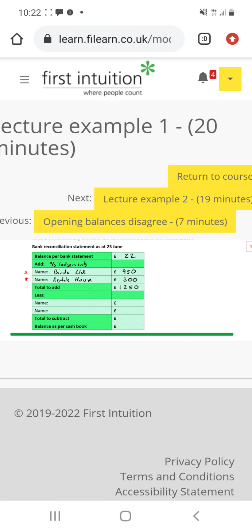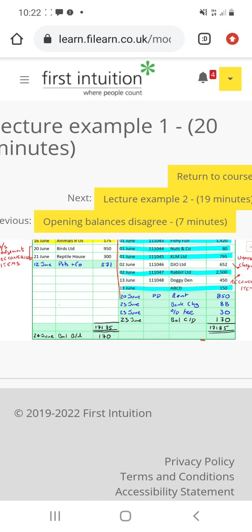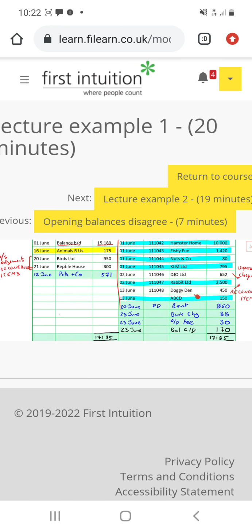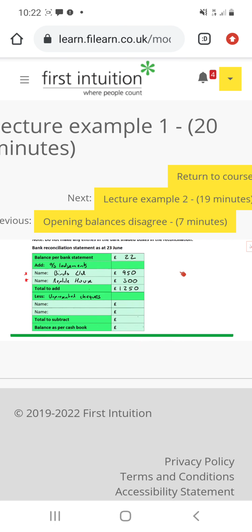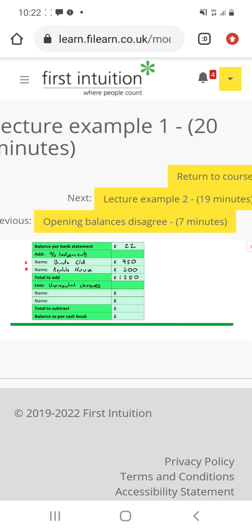Now, the other thing, remember, is that what we take off is the unpresented checks. These are checks we know we've written, so they'll be leaving the bank, but haven't yet done so. Looking at the payments side of my cash book, what had we got as our unpresented checks? We've got those 2 amounts to DJO Limited and to Doggy Den. So that's what we need to put through as our unpresented checks.